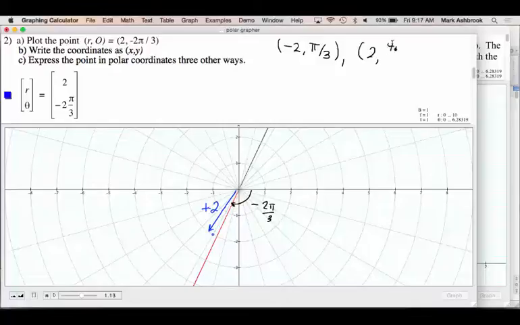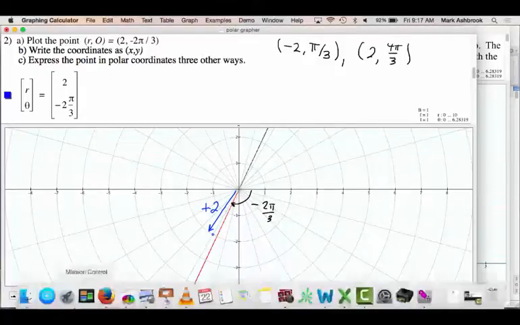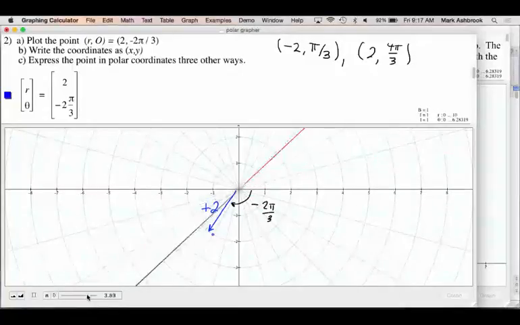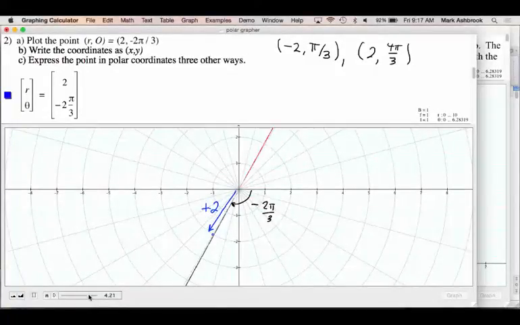2 and 4 pi over 3. So we do the angle 4 pi over 3 first. Starting here, we're going to go around to 4 pi over 3. That actually worked. And then we're going to go positive 2. The direction of 4 pi over 3 is the same as the direction of negative 2 pi over 3. It's pointing the exact same place. So positive 2 with 4 pi over 3 would take us to that point.